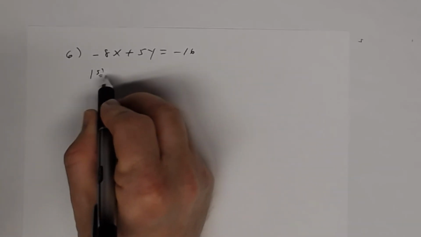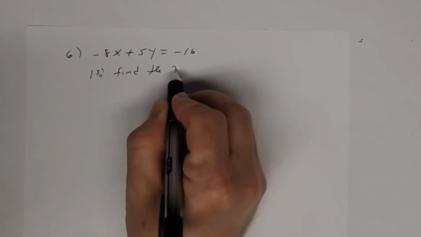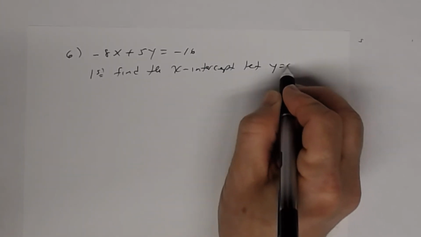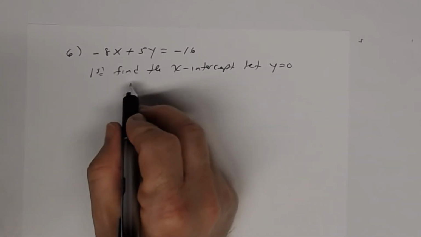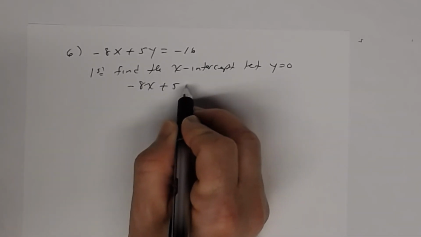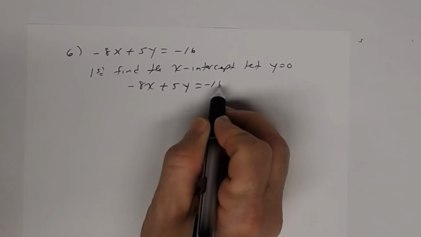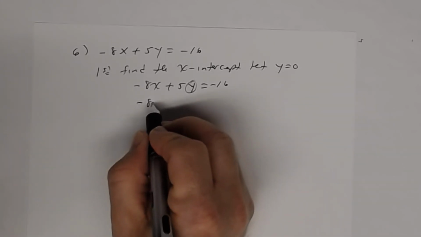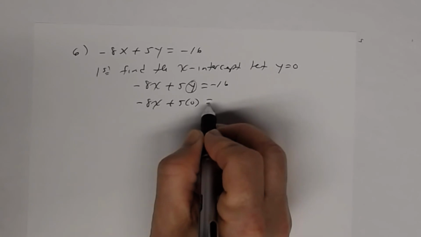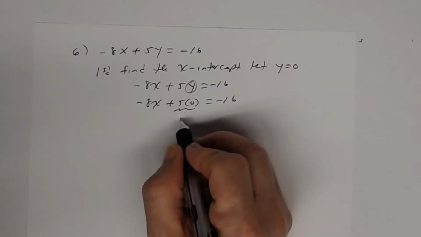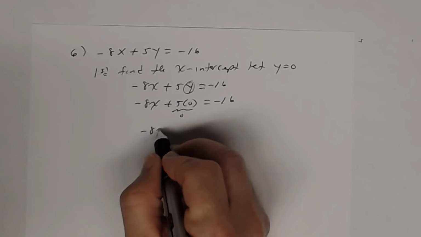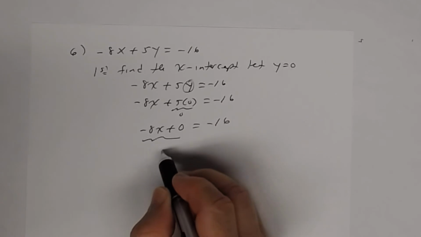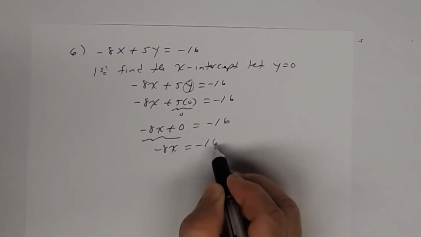So let's first of all find the x-intercept. Now remember, to find the x-intercept, you're going to let y equal 0. So when you go back to your equation, which is negative 8x plus 5y equal negative 16, in place of y, I'm going to substitute 0. So I got negative 8x plus 5 times 0 equal negative 16. 5 times 0 is 0, right? So I get negative 8x plus 0 equal negative 16. Negative 8x plus 0 is a negative 8x, and that's equal to negative 16.